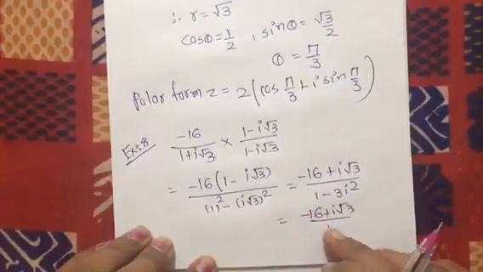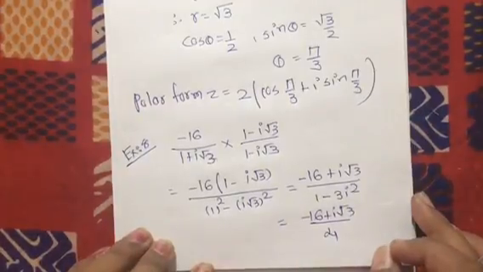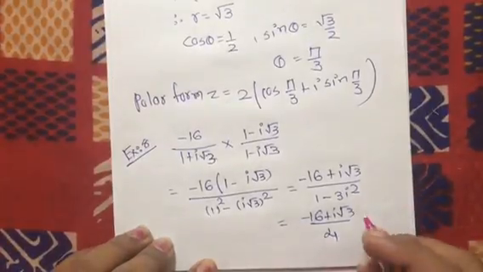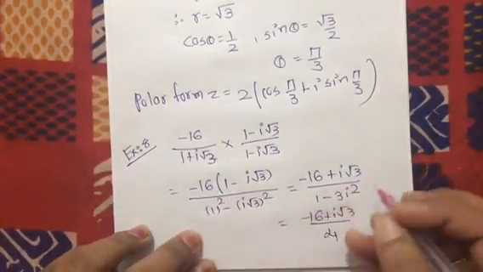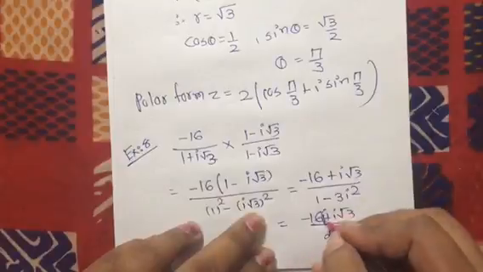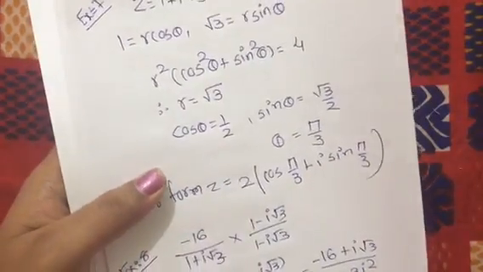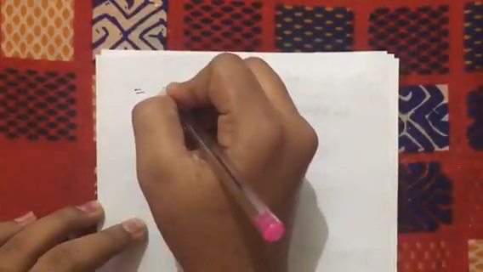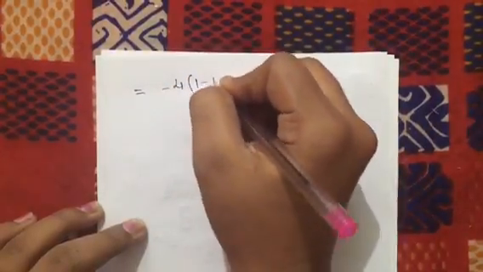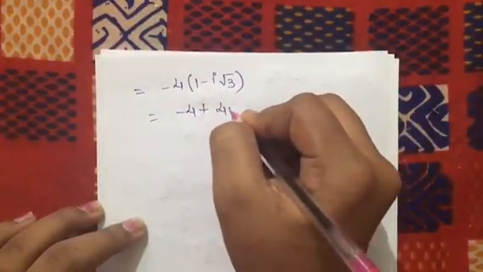Okay, so if we divide, here 16 was common. So here 16 into bracket 1 minus i root 3 divided by 4. 4 4s are 16. तो वैल्यू क्या आएगी? -4 into bracket 1 minus i root 3. So this will be -4 plus 4 root 3 i.